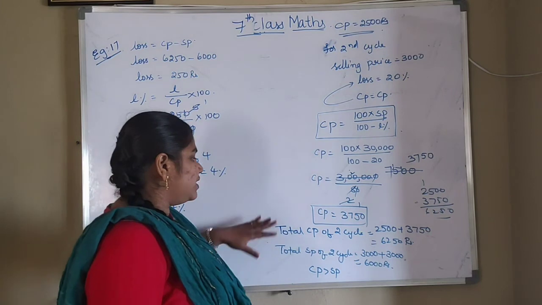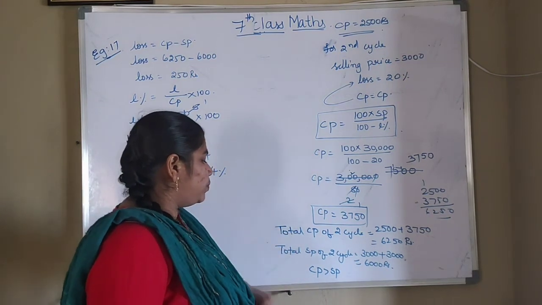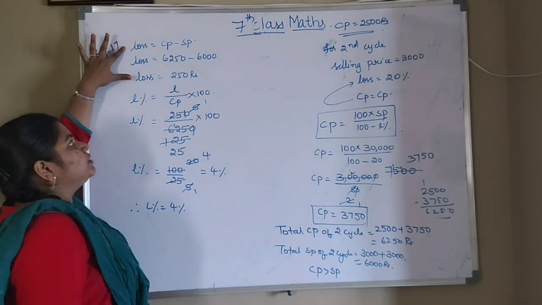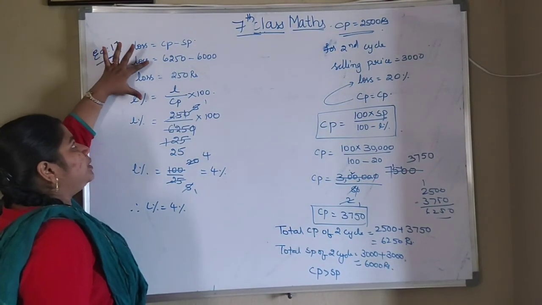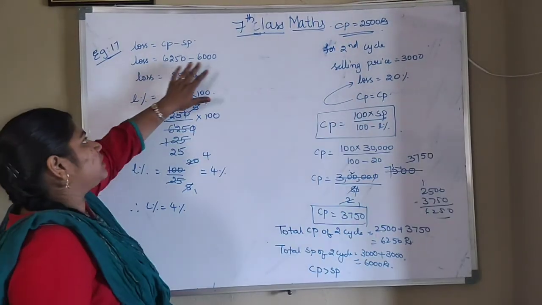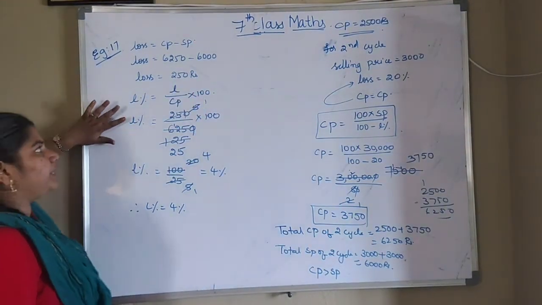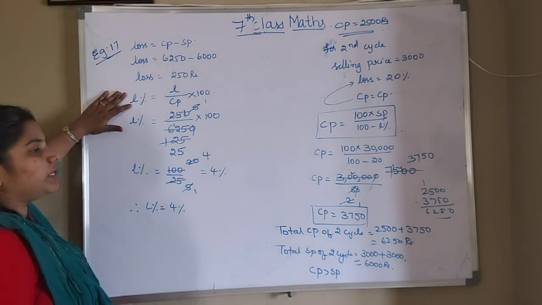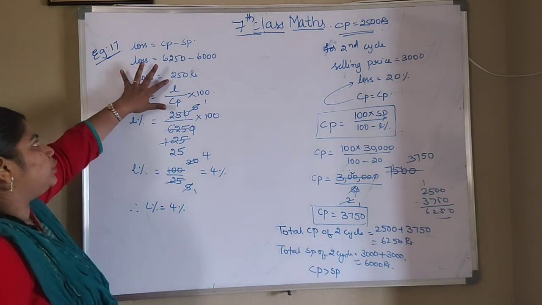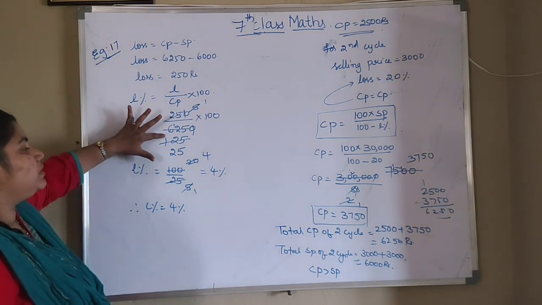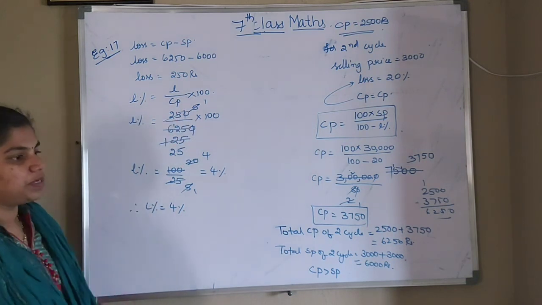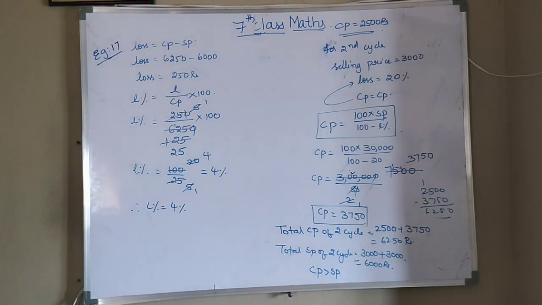So in this case, the CP value is greater than SP. So he will get a loss. What is the loss formula? CP minus SP. So the CP value is 6,250 minus the selling price 6,000. If you subtract, that will be equal to 250. Now how to find the loss percentage? Loss by CP into 100. The loss value is 250, the CP value is 6,250, into 100. Do the cancellation and you will get the loss percentage as 4%.